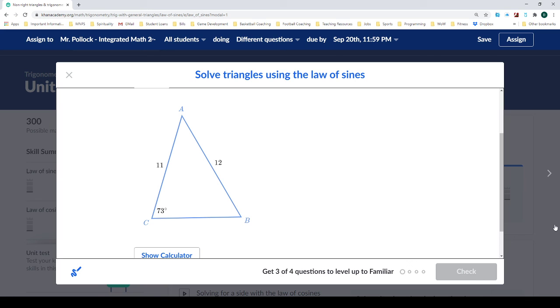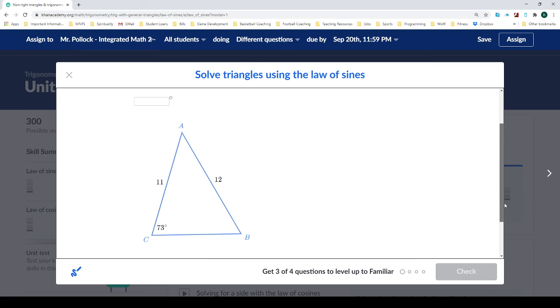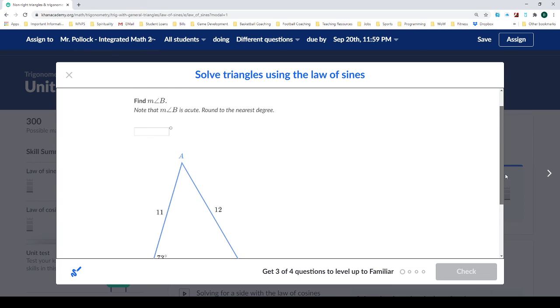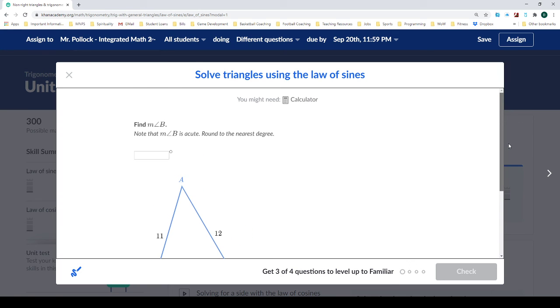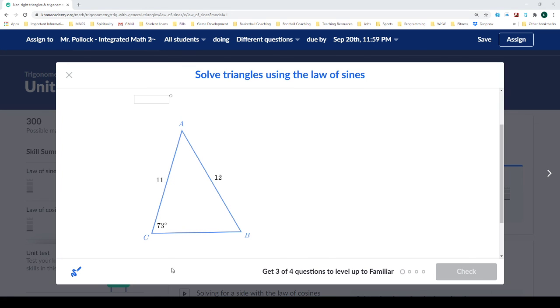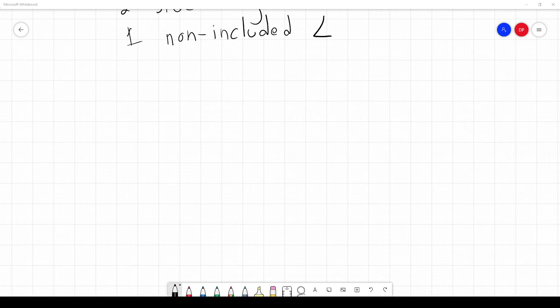Let's just do the problem. Notice we have two sides and a non-included angle, so the angle is not included between the two sides. So we should be able to do this using the law of sines. Let me go back to my whiteboard and draw a little picture of this problem.